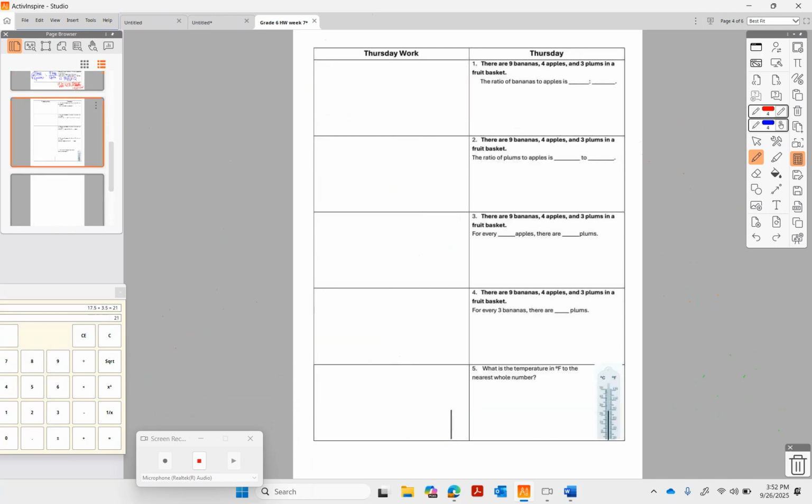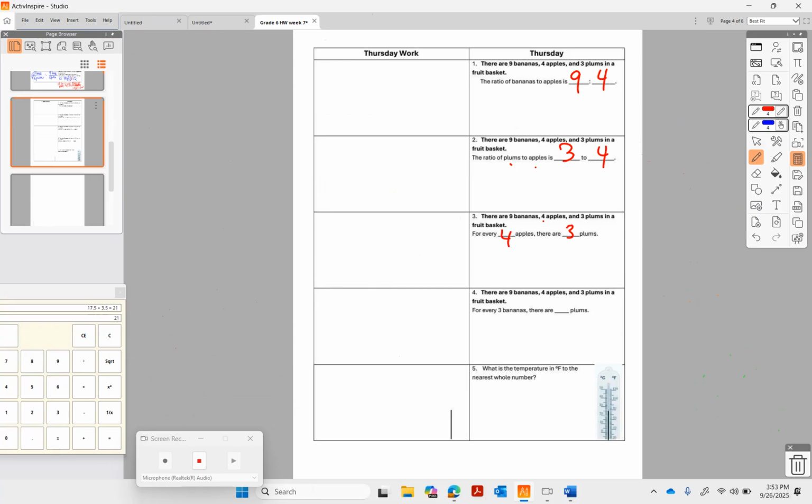9 bananas, 4 apples, and 3 plums in a fruit basket. The ratio of bananas to apples. So bananas comes first. There's 9 bananas. Apples come second. 4 apples. The ratio of plums to apples. 3 plums to 4 apples. For every 4 apples, there are 3 plums.